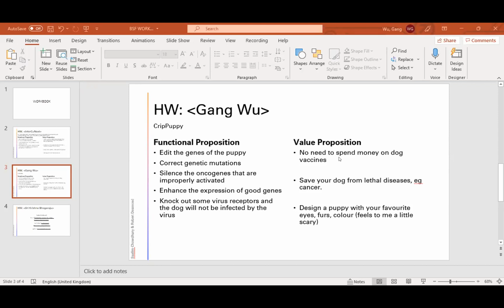What is the value proposition? First, when you get a dog, I have some friends who got a first puppy, and for the first year they need to spend loads of money on vaccinations, maybe thousands of pounds. In that case, I would say, you don't need to spend any money on dog vaccines. You can save that money. And some dogs accompany you for many years, but get a disease that cannot be cured. I would say, if it's CRISPR, this can save your dog from a lethal disease like cancer. The last one feels a little scary to me. I don't know whether the customers want that. It can design a puppy with your favorite eyes, fur, or color.